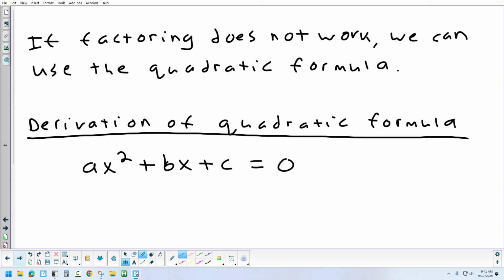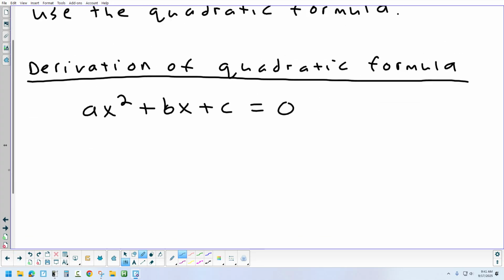Now, the goal of this lesson is not to show you how to use the quadratic formula. Hopefully you already know how to do that. The goal is to look at why. Why is it negative b plus or minus and all that other stuff? Where does that formula come from? And that's what we're going to look at.